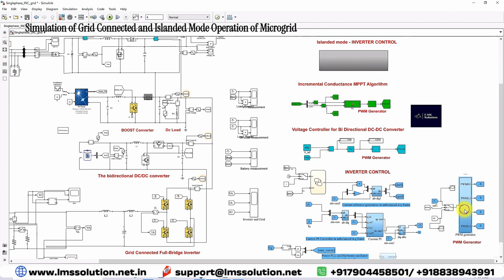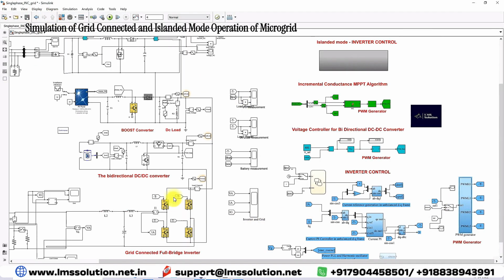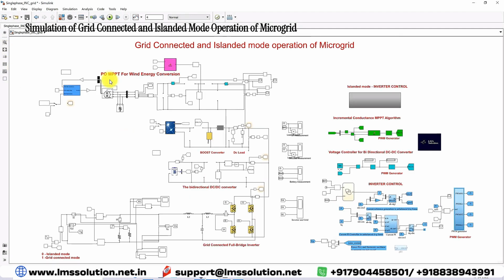Here the modulating signal is processed via the pulse generator. It will generate the pulse for this inverter. So this inverter operates according to the islanded mode and grid connected mode in order to share the power. This is the overall operation of the grid connected and islanded mode operation of the microgrid.